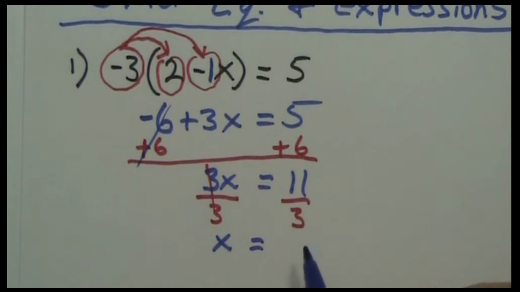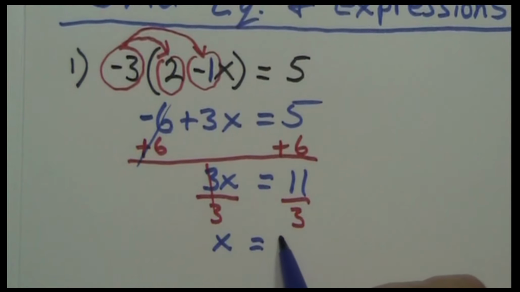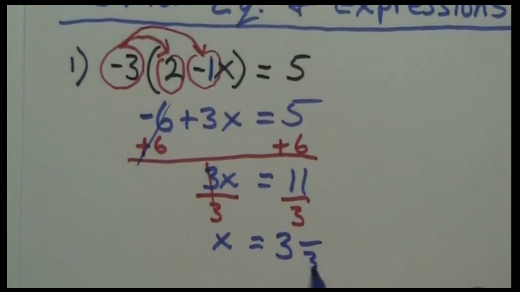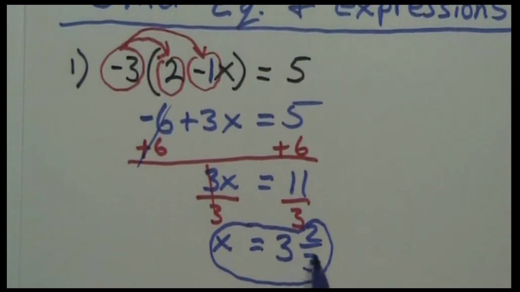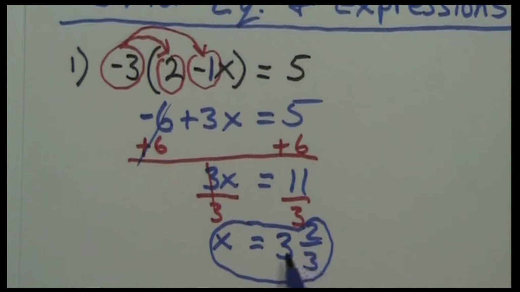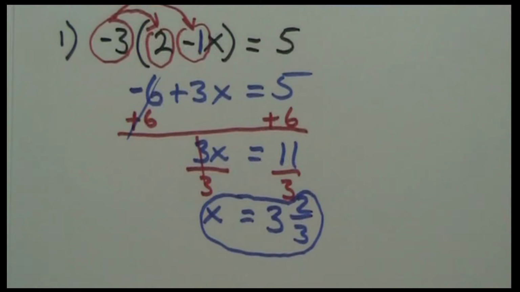How many times does 3 go into 11? 3 times? That's 9. And 2 more would make 11. So see, this is not an integer. This is a rational number. It's 3 and 2/3. And that's okay. Sometimes the numbers are like that.